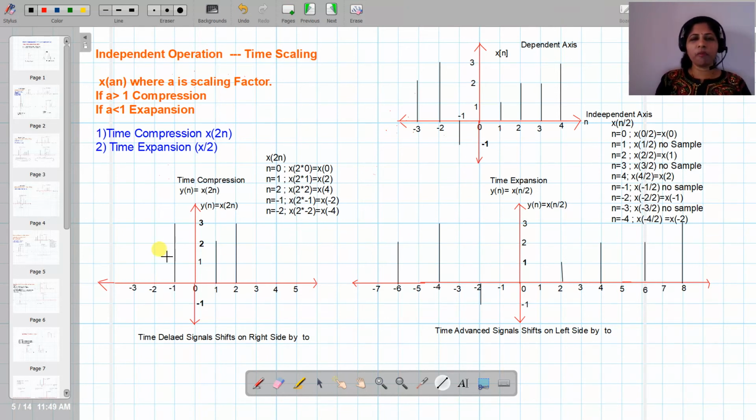This is your compressed version of the signal. So again I'll repeat, time scaling has 2 types, compression and expansion. It depends upon the scaling factor. If a is greater than 1, compression; a is less than 1, expansion. Okay.